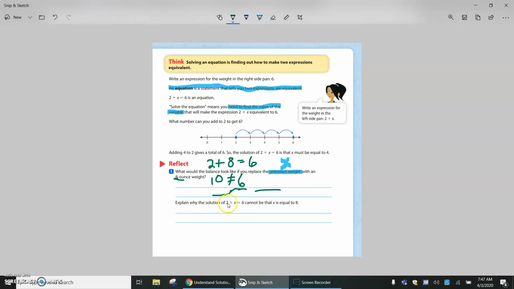Explain why the solution of 2 plus x cannot be that x is equal to 8. Well, we just showed why, but you would have to write it down here and explain it if you had to do this page. But you don't have to do this page. You get to just do your practice book work.